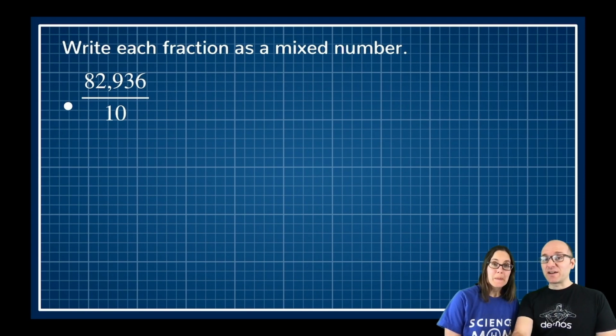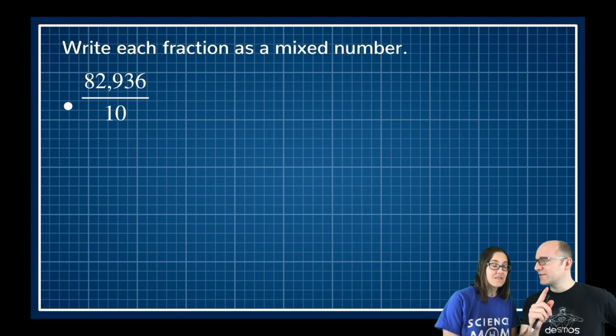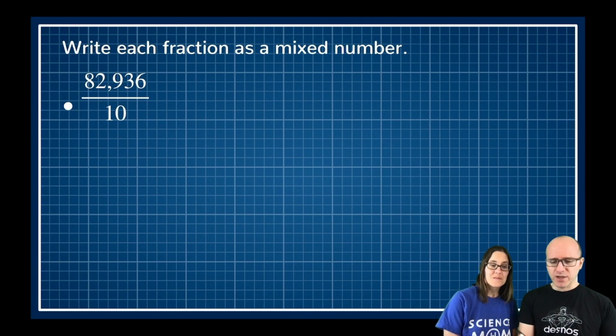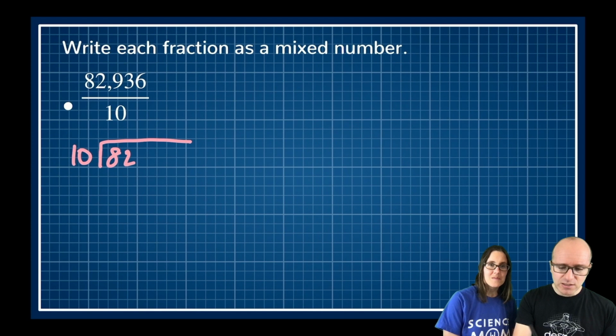82,936 divided by 10. So it turns out division by 10 is not too hard, especially once you've learned decimals. We haven't talked about decimals yet, so we're not going to get into that. We're going to go ahead and just do the long division, but we'll take a look at the answer once we've got it.